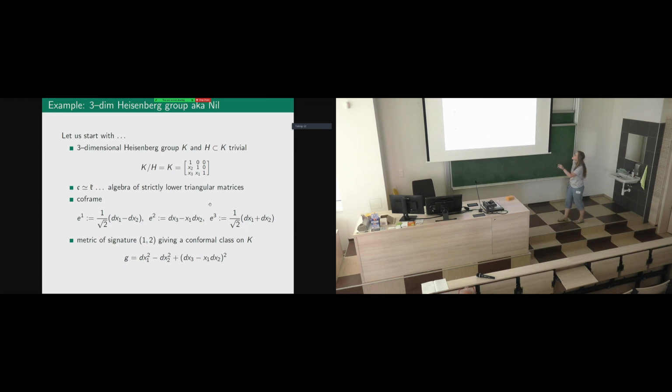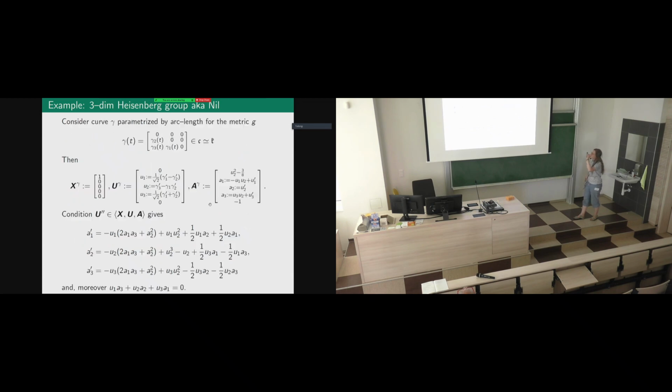Algebra of strictly lower triangular matrices, and we consider this coframe, which is a pretty natural coframe. This is a contact form. And this gives us a metric of signature (1,2), which gives a conformal class on K of this form. So now if we consider a curve parameterized by arc length, it looks somehow like this in these C coordinates. Then the first 3 tractors take this form.